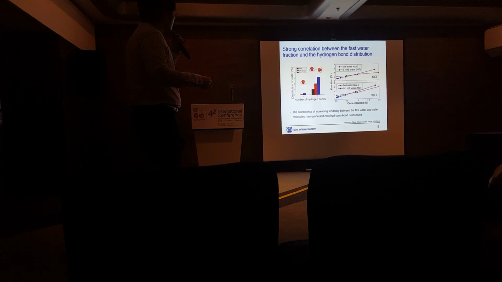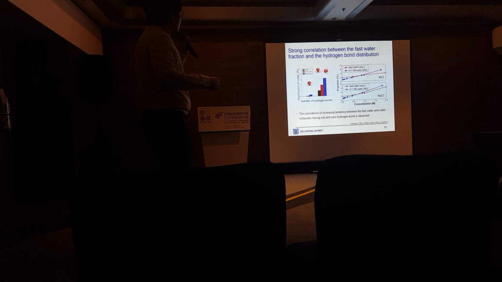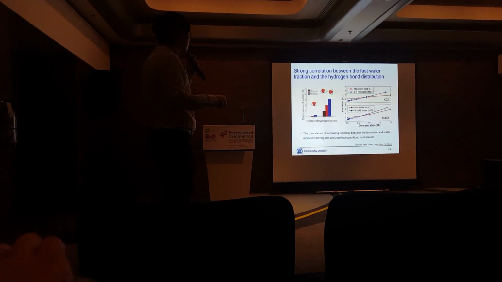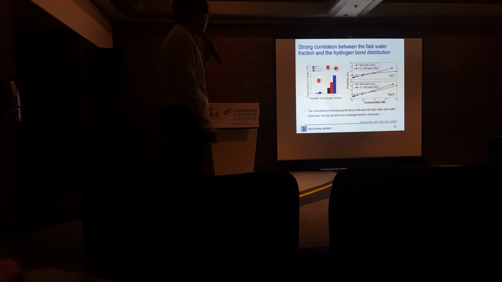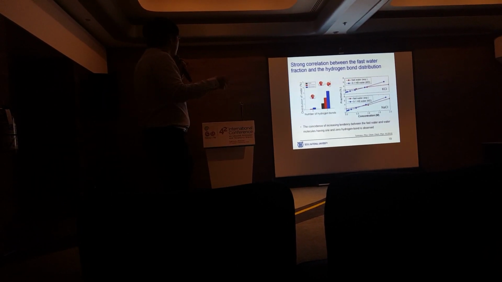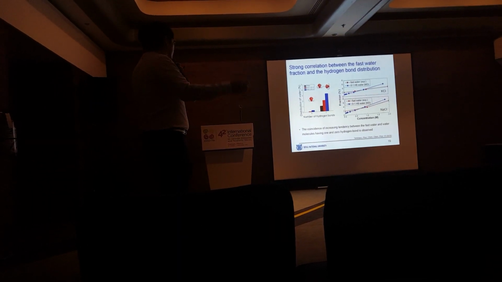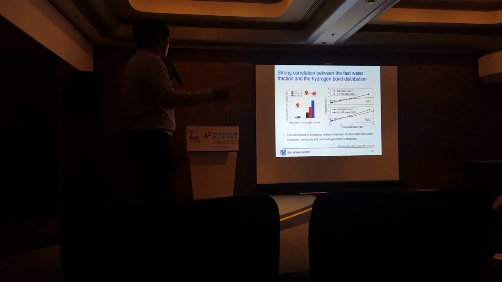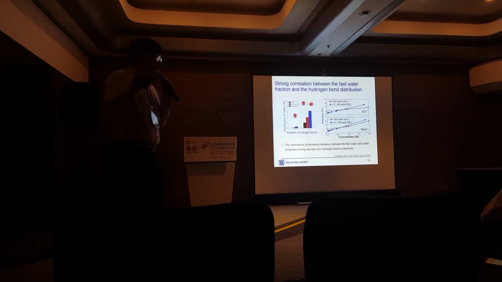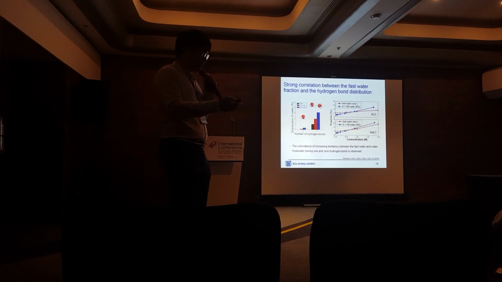Here you can see the potassium chloride and sodium chloride. The blue line is the water molecules having one or zero hydrogen bond, and the red one is the fast relaxation water from the experiment. As you can see here, there is a strong correlation. So the coincidence of increasing tendency between the fast relaxation water and water molecules having one or zero hydrogen bond is observed. From this strong correlation, we can say that the fast relaxation water originates from the free water or one hydrogen bonded water.